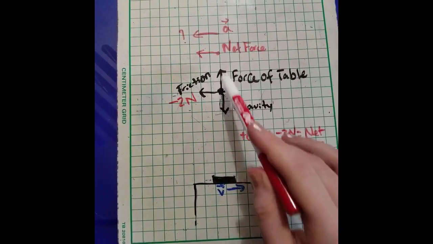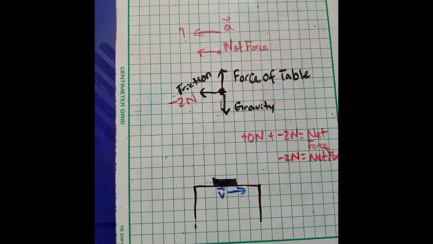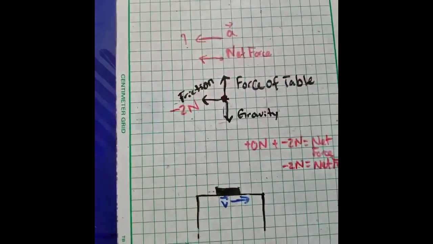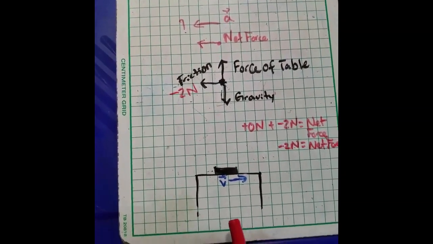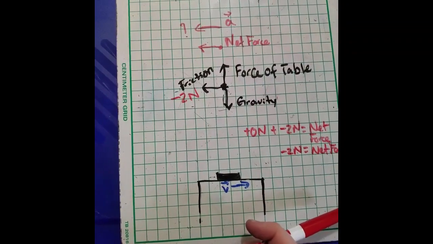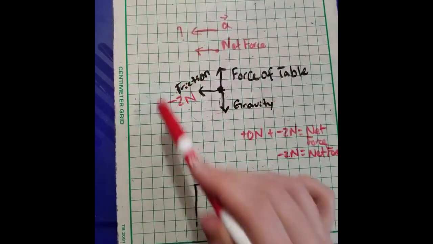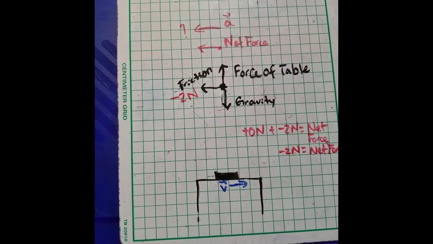So forces here are still balanced up and down. Side to side, we have unbalanced forces. We have the net force going this direction. We have acceleration also going this direction to the left, but our coin is still traveling to the right. And this means, in this case, we have a situation where the coin is slowing down as it slides across the table.